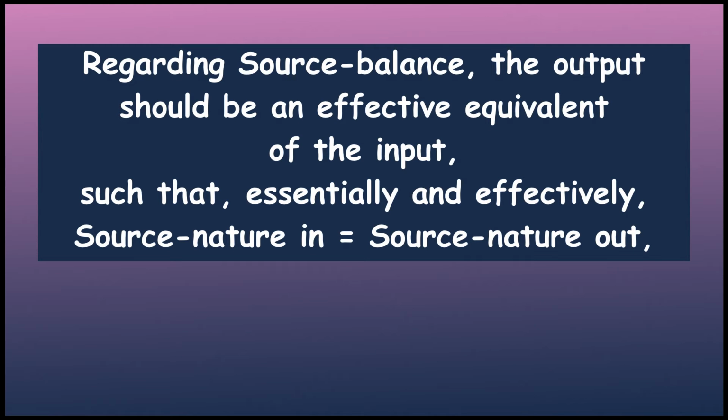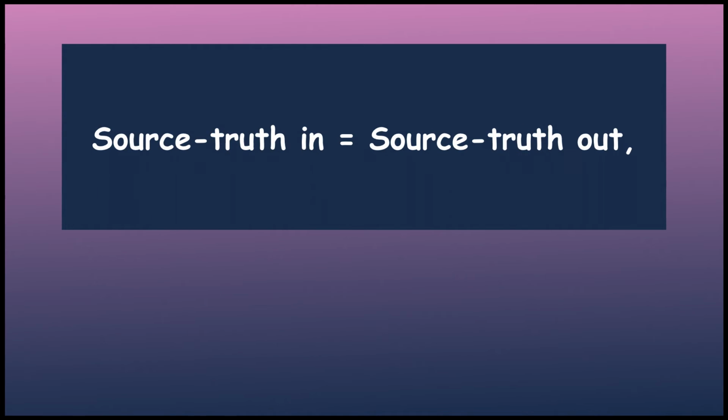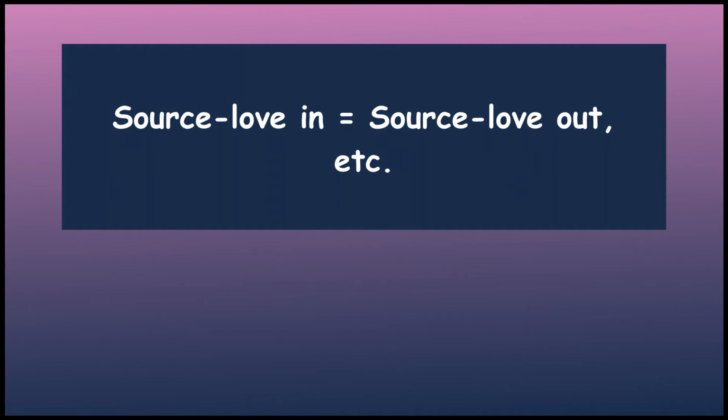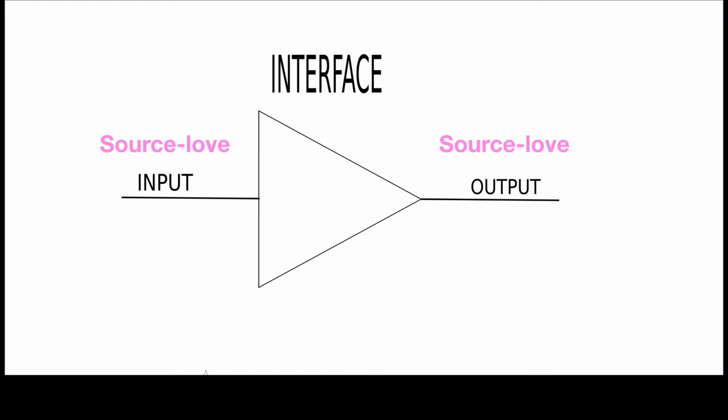Regarding source balance, the output should be an effective equivalent of the input, such that essentially and effectively source nature in equals source nature out, including source light in equals source light out, source truth in equals source truth out, and source love in equals source love out, etc. Like this. We have source love in and source love out.